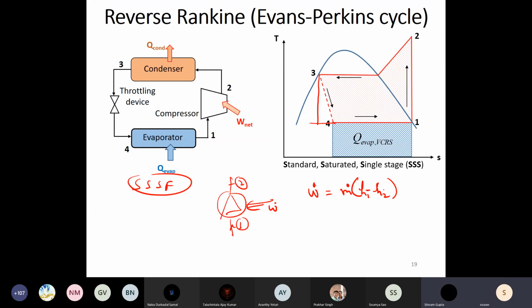Okay, and this, if you remember, turns out to be the integral of VdP. This change in enthalpy, VdP, V being the specific volume of the fluid, and dP is the pressure difference across it, and you integrate it between the pressure at 1 to 2. You remember this expression? Or was it not taught to you?